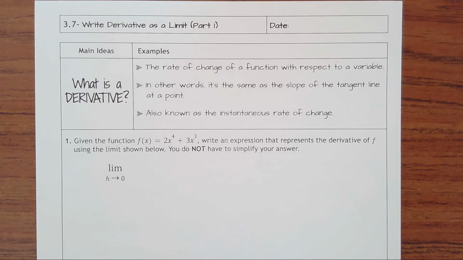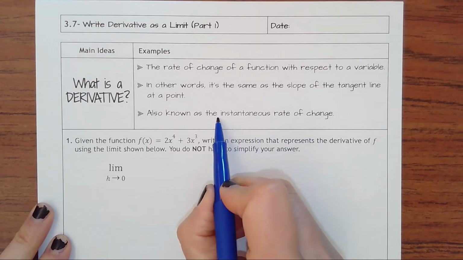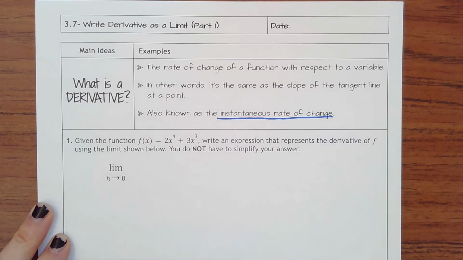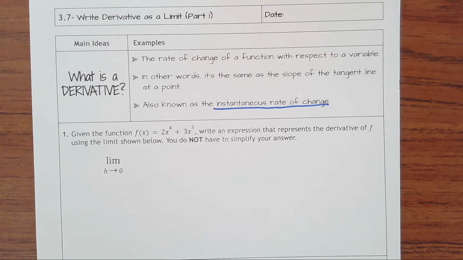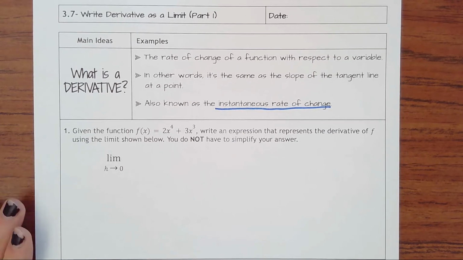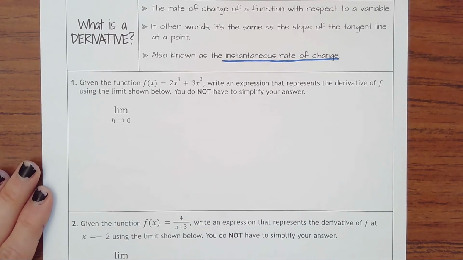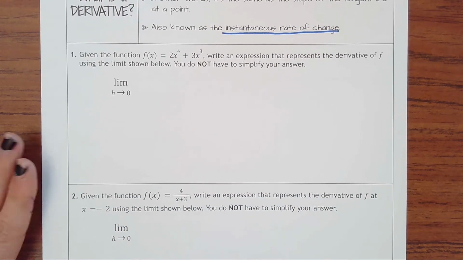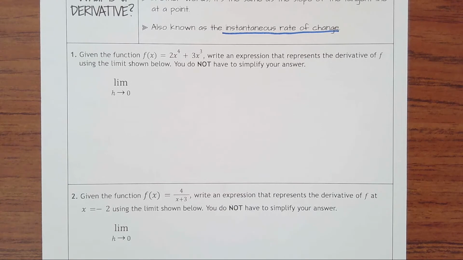It's also known as the instantaneous rate of change. This is kind of cool. Calculus can be used in the real world because it's finding the change of something, the slope of something at a value, even though that function may change slopes or rates all the time. So it's finding the rate of change at a specific instant instead of an average.